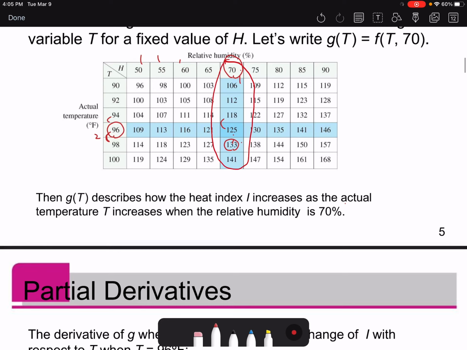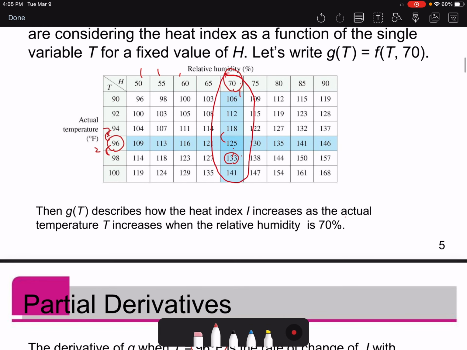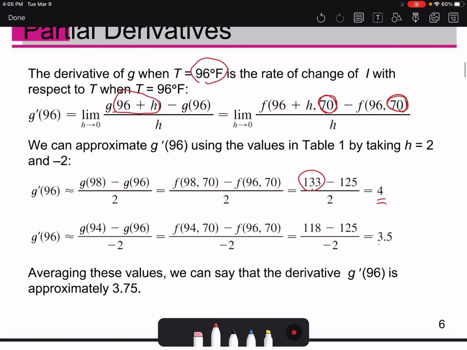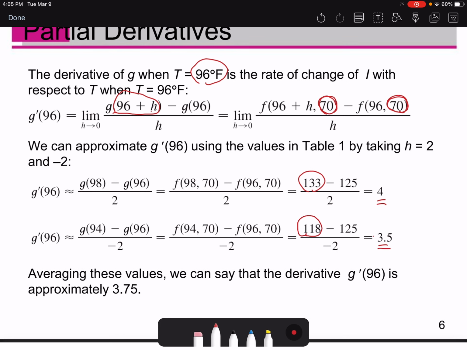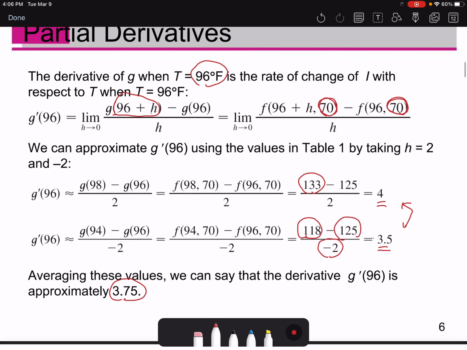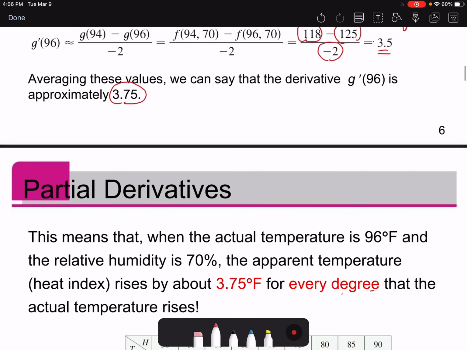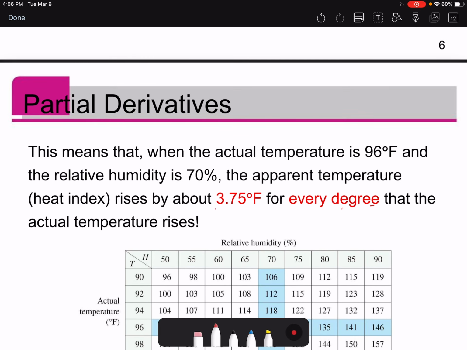What about before that? When you go back to 94, the heat index drops to 118. Therefore we use 118 minus 125, of course, divided by negative 2, which gives 3.5. We take the average of these two, so the average is 3.75. So what does that mean? When the relative humidity is fixed at 70%, every degree of temperature rise results in a 3.75 rise in the heat index.